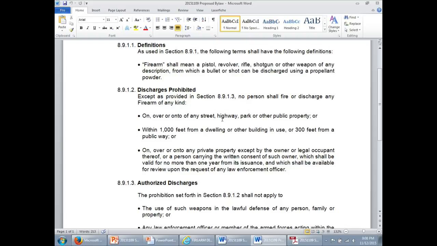The proposed bylaw goes on to clearly lay out what is and what is not considered authorized discharge of a firearm. The discharge is prohibited section reads, except as provided in sections 8.9.1.3, no person shall fire or discharge any firearm of any kind on, over, or onto any street, highway, park, or other public property, or within 1,000 feet from a dwelling or other building in use, or 300 feet from a public way, or on, over, or onto any private property, except by the owner or legal occupant thereof, or a person carrying the written consent of such owner, which shall be valid for no more than 1 year from its issuance, and which shall be available for review upon the request of any law enforcement officer.